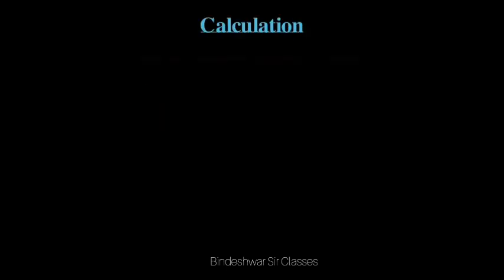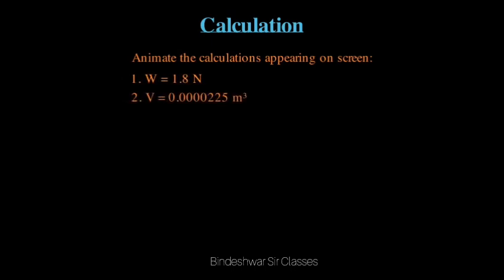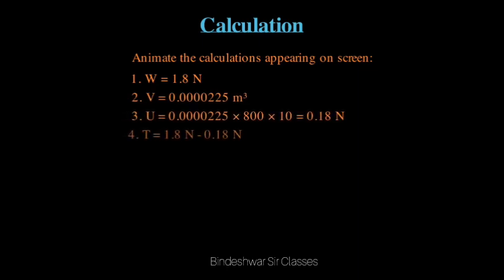Now, let's do the arithmetic. First, for the weight, W equals 0.18 times 10, which gives us 8 newtons. Now for the upthrust. We first need the volume. V equals 0.18 divided by 8,000, which is 0.00025 cubic meters. Now we can calculate the upthrust, U. U equals this volume, 0.00025, multiplied by the liquid's density, 800, and then by gravity, 10. This gives us an upthrust of 0.18 newtons.